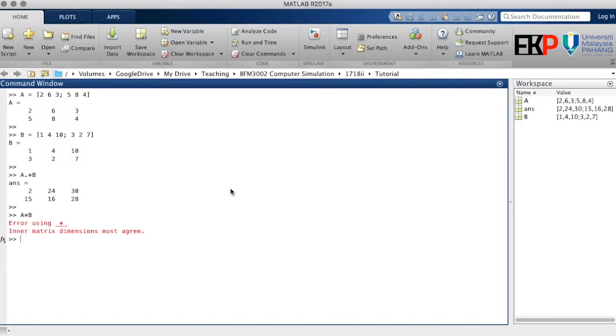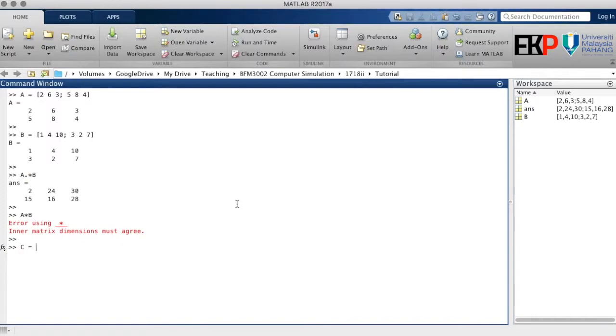If we do not include the dot symbol, we will get an error because the inner dimensions of matrix A and B do not agree. So the multiplication cannot be performed according to linear algebra rules.